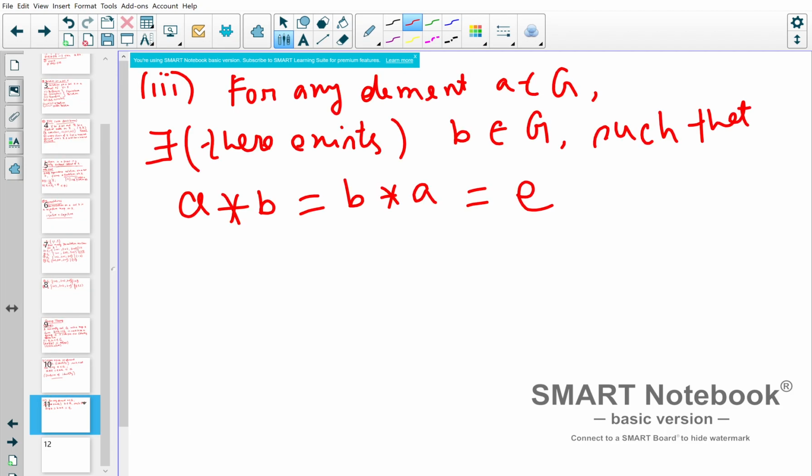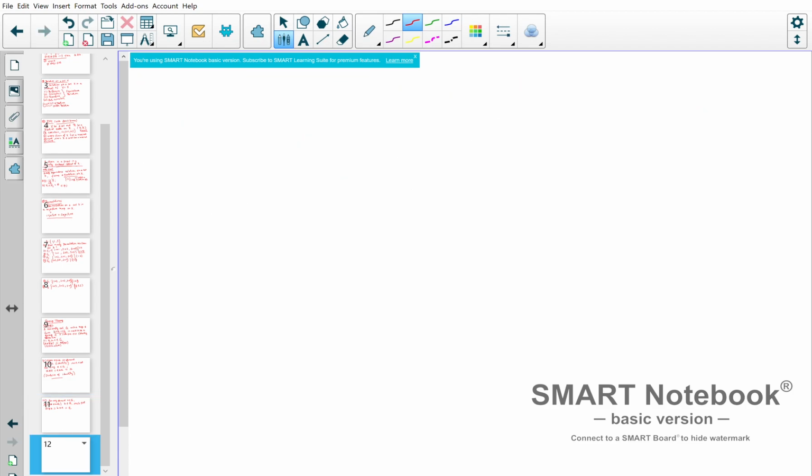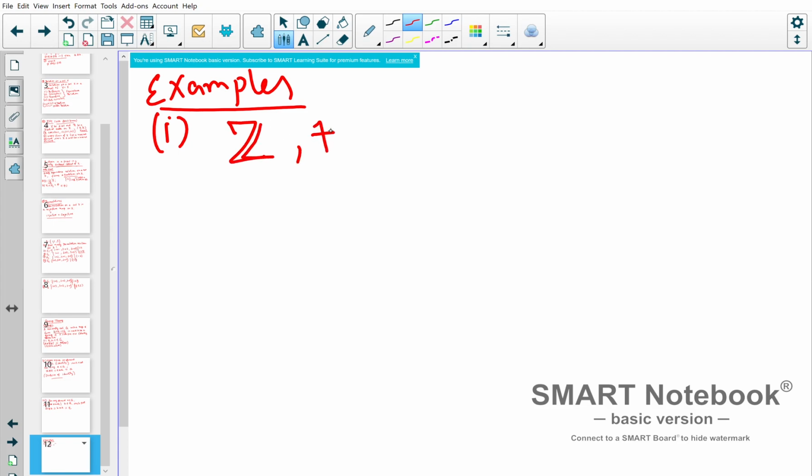I need to delete this page. Okay, so now I am fine. So now let me give some examples. The basic example you already learned, let me again tell you. The most basic example is the integers, with addition.